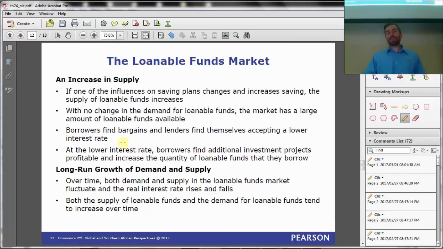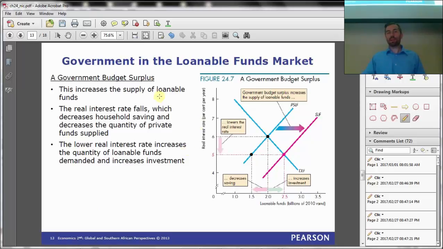This chapter then goes on to talk about the effects of government in the loanable funds market. And here the chapter is quite scarce on detail and is not particularly, I'd say, well-founded in its discussion. And for that reason, when it comes to testing this material, we're not going to focus on what happens when you have a government surplus or a government deficit in terms of which of these curves shift.